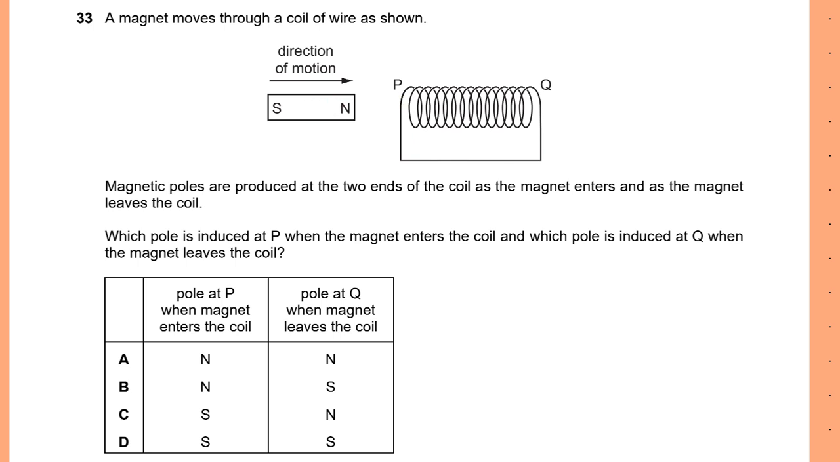So when it enters, by Lenz's law, this would oppose this inward motion. So this must also be north. So this is north, north. And when Q leaves, so when the magnet is at this position, the magnet would attract this south pole to prevent it from leaving. So this would also be north. So it's both north.